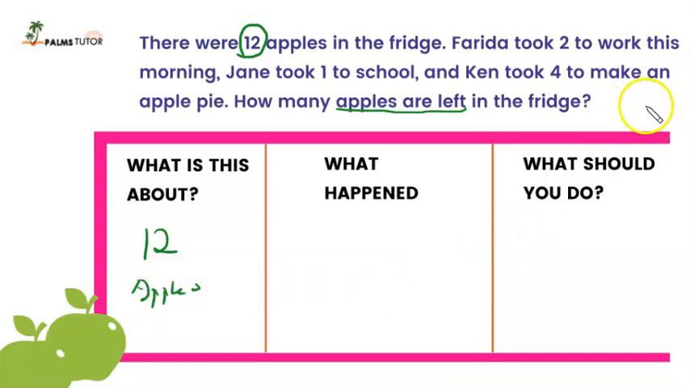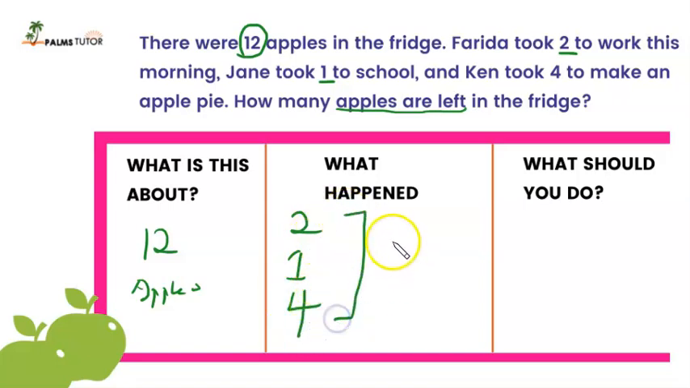So we have 12 apples. Let's see what happened. Farida took 2 to work this morning. Jane took 1 to school. Jane took another 1 to school. And then Ken took 4 to make an apple pie. All of them were taken away. Right? 2, 1, and 4. So how many in total was taken away, by the way? 2 plus 1 plus 4. So we have 7 apples already taken away.